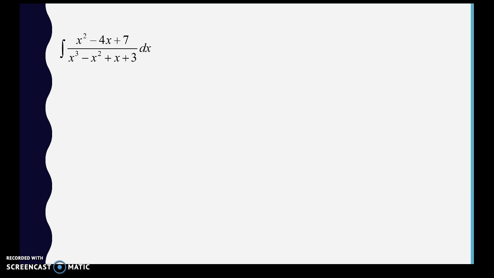All right, and the last example, x squared minus 4x plus 7, all divided by x cubed minus x squared plus x plus 3. So when we had an example like this with 4 terms in the denominator, we attempted to group them. So if I factored out an x squared from the first two terms, I would be left with x plus 1. But there's nothing I can factor out of the x plus 3 in order to make it factorable.